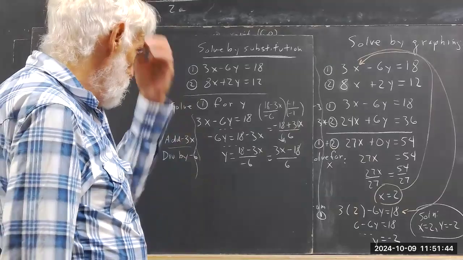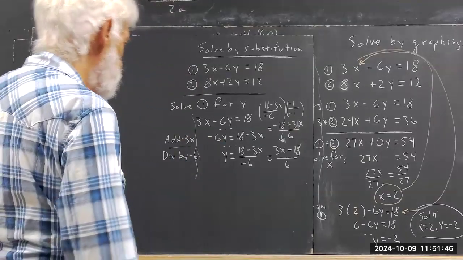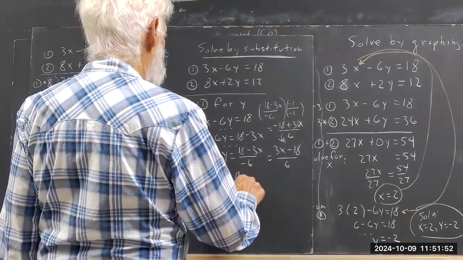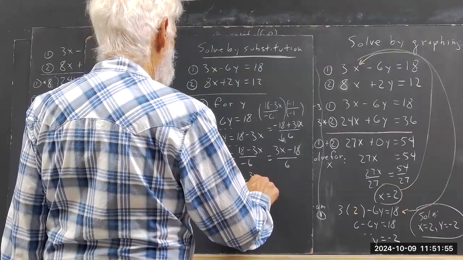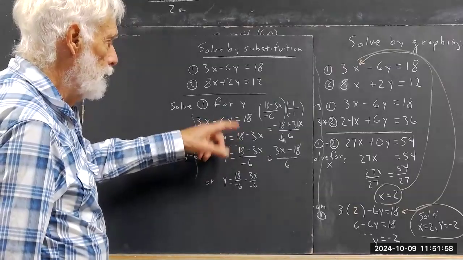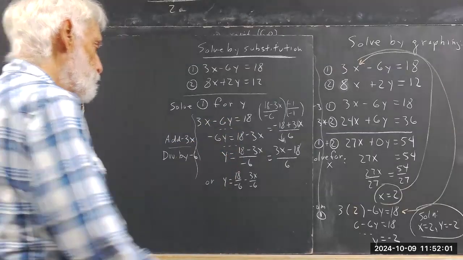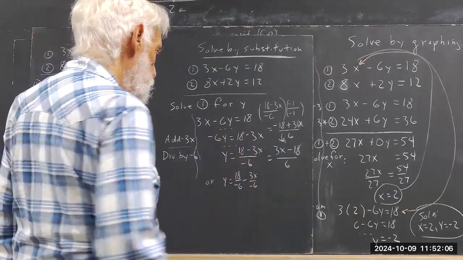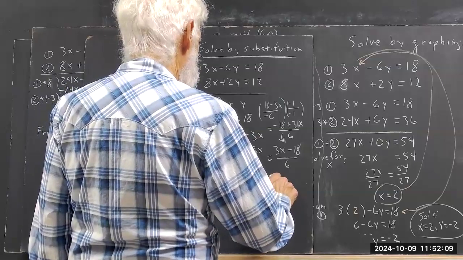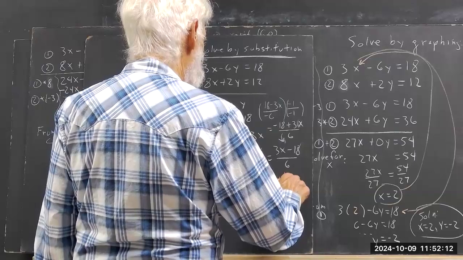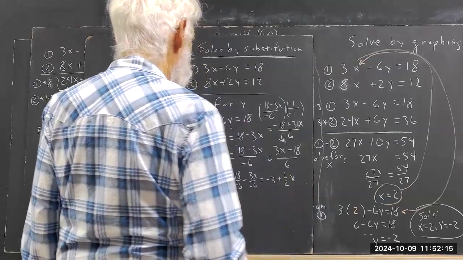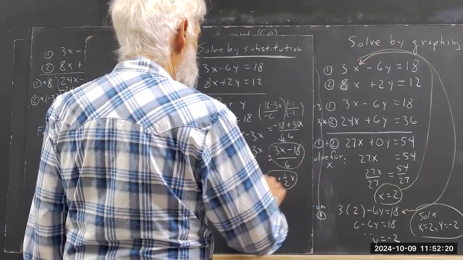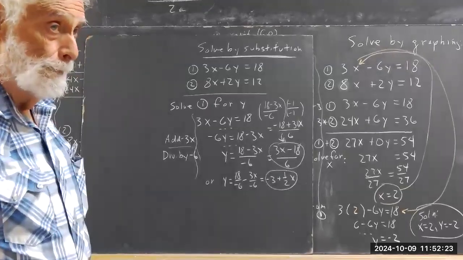So you might ponder that. You could get around the whole problem by distributing the multiplication by 1 over negative 6. So negative 6 goes into 18 here, negative 6 goes into the negative 3x here, and that equals negative 3 plus 1/2x. So here are two expressions that say exactly the same thing. Okay.